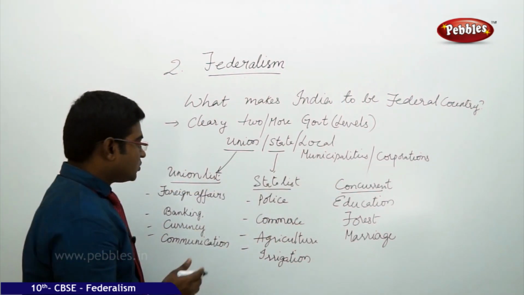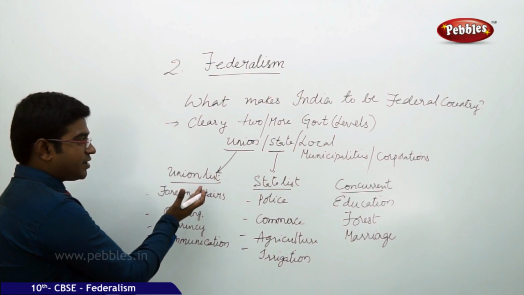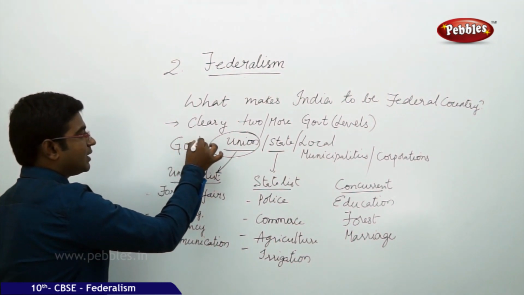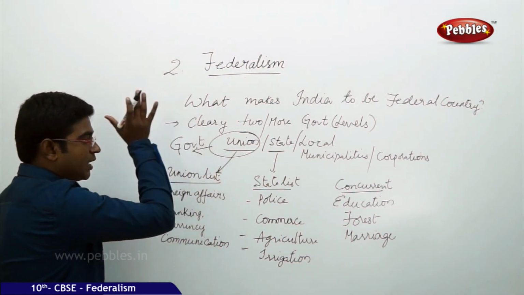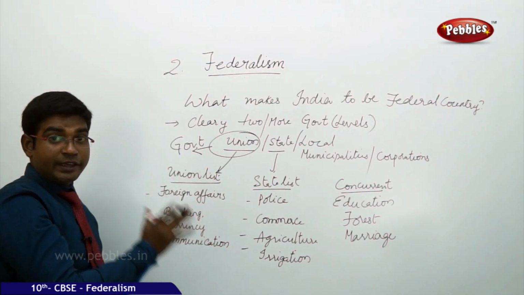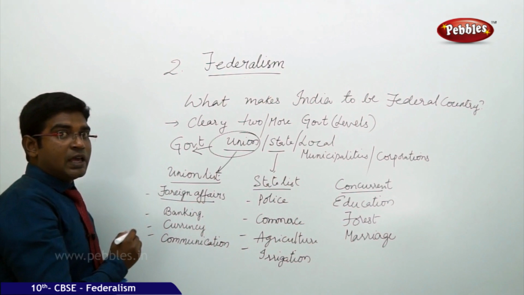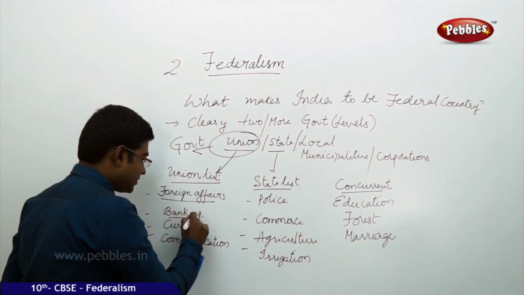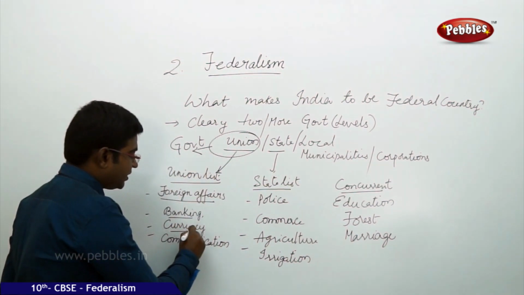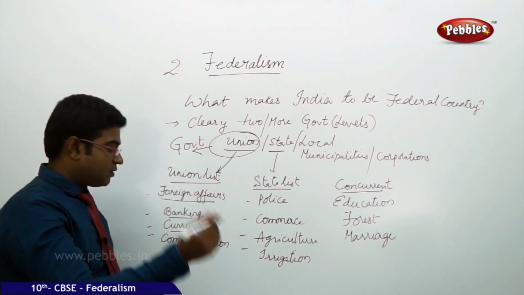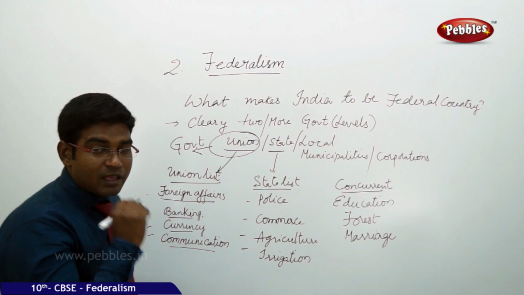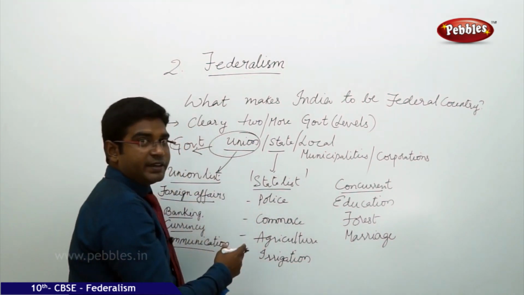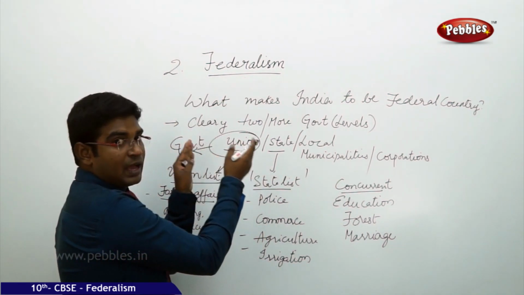So now let us have clear specifications of what the union subjects are, what the state list is, and what the concurrent list is. For the union list, there is a clear specification that the union government looks after these subjects, and the laws made by the union have to be on these subjects. Any foreign affairs and international diplomatic relations come under the union list. The banking sector comes under the union list. Currency comes under the union list. Communication systems, satellites, everything also comes under the union list, while the state list specifications are also very clear here. So there is a clear division of the powers and the jurisdiction.